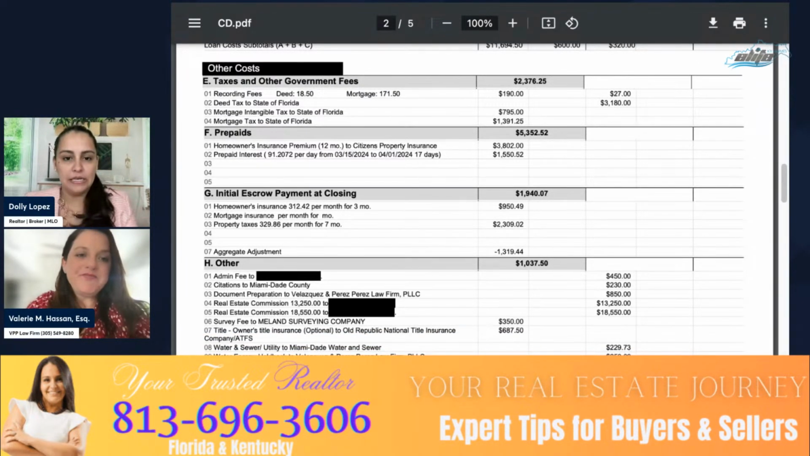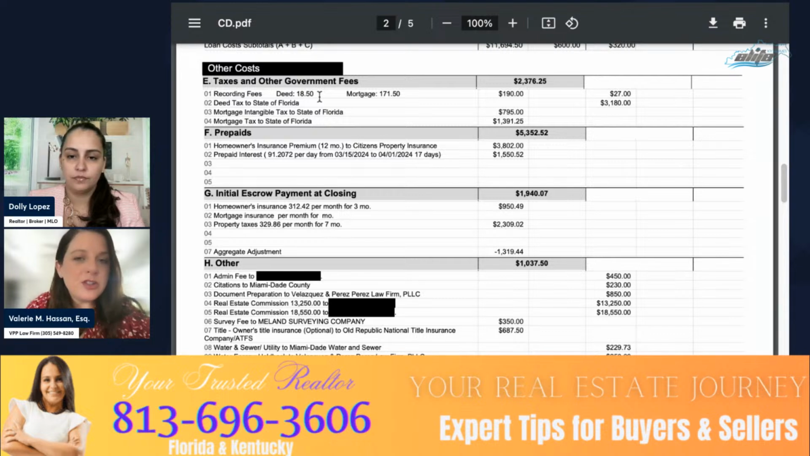Right. So let's go to E. E is going to be the recording charges that you're required to pay per the contract, whether you be seller or buyer. As we could see here, the recording of the mortgage is $171.50, and then the recording of the deed, just the recording fees itself, is $18.50. When you add those two up, it's $190.